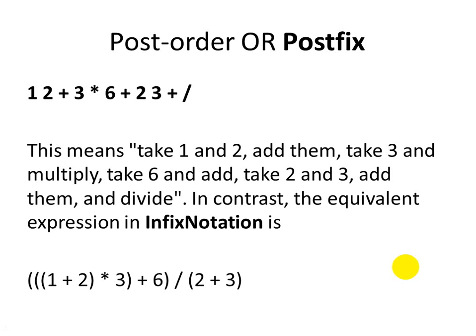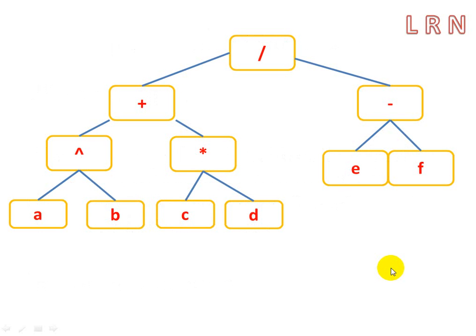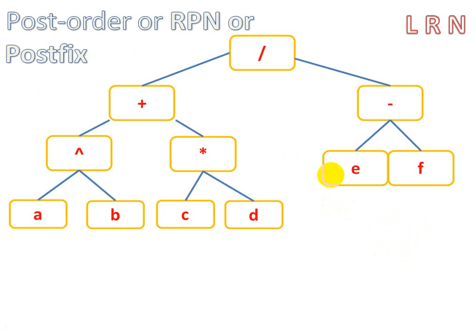Take 6 and add it to the result of that. Take 2 and 3 and add that. And then your final operator is the final task. You're going to divide the result of that by the result of that. Here we go. This method of traversing the tree is left, right, node. Now the node, or the N, is coming at the end, so it's postfix. Our favorite, reverse Polish notation, RPN. Alright, here we go.